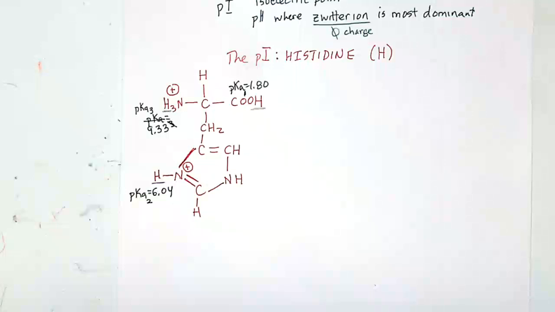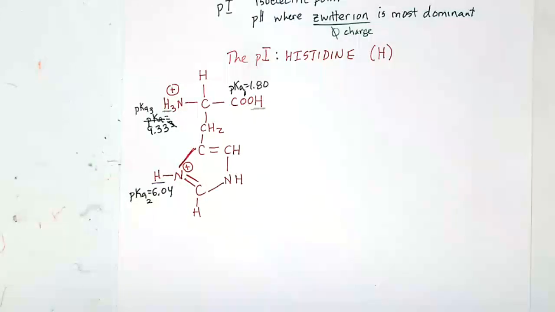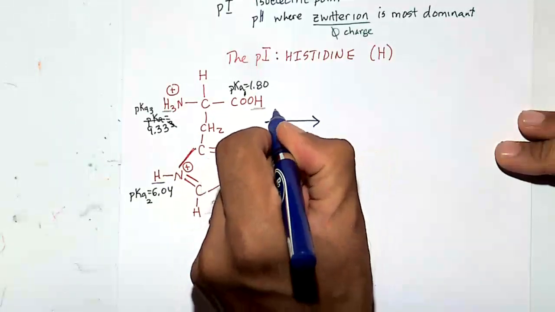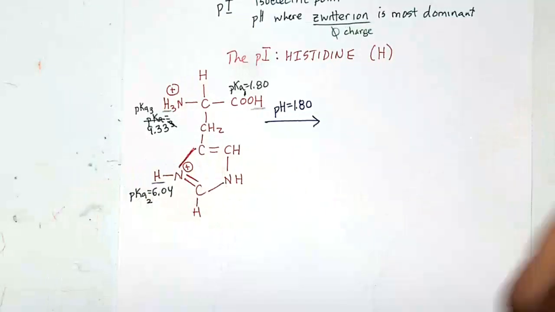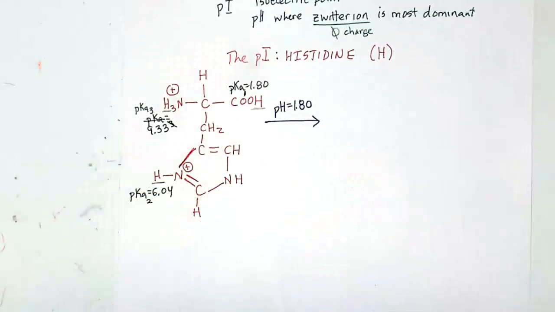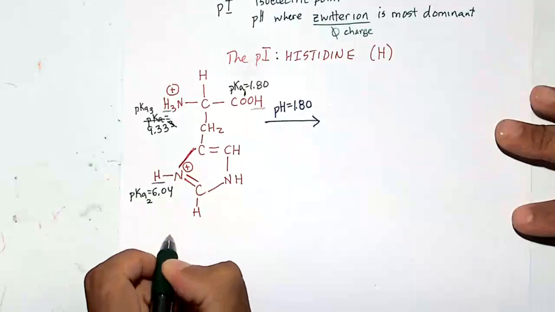All right, how do we calculate this pI then? So we have it totally protonated, a very acidic pH. And then we raise the pH, we raise the pH, we raise the pH until we get to a pH of what? 1.80. Now before I move on, what's the total charge of this whole molecule? +2. So the whole histidine molecule has a +2 charge.